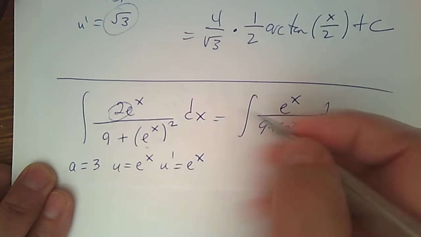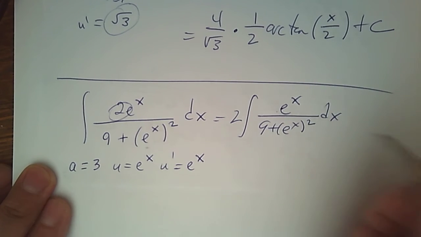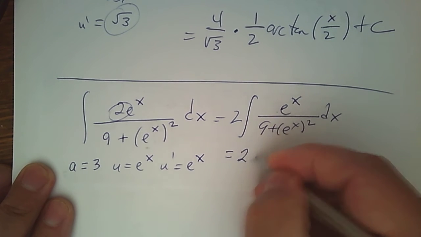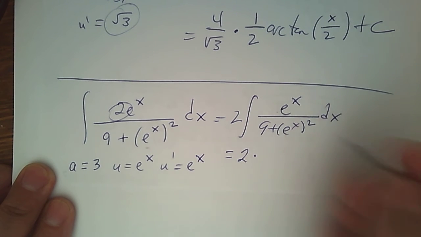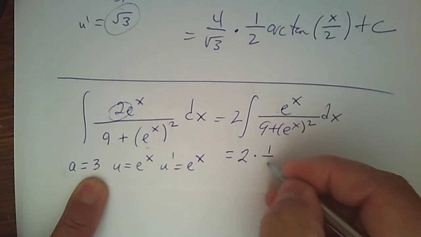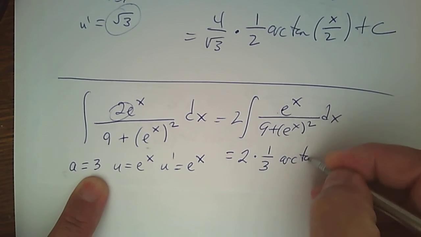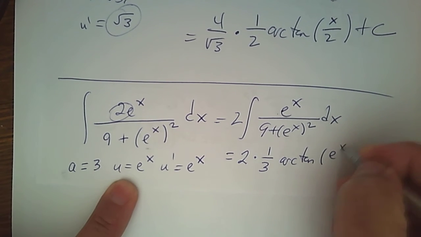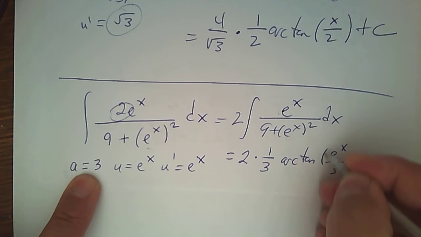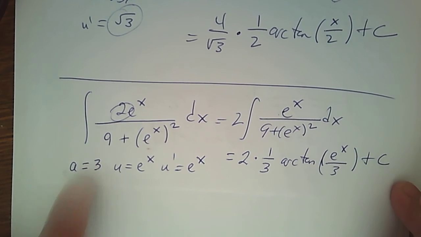What was it before and what did it become? So 2 divided by 1, or just 2 in front. And now, how do you write the answer? You start with 2, and then for arctangent, it's 1 over a. So that's 1 over 3. Then arctan, and then u over a. And then plus the constant. Done.